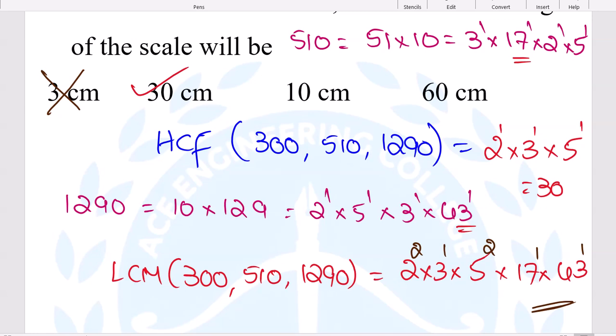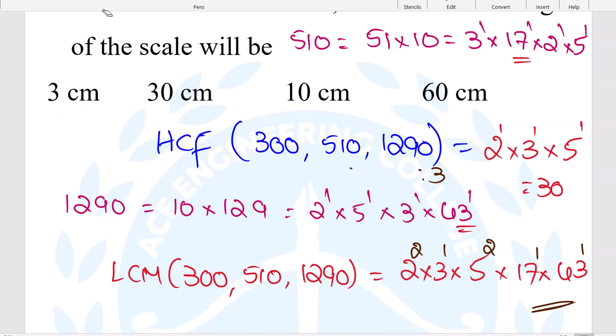HCF means the highest value which will divide all the numbers. One number dividing all of them. Is every number divisible by 10? Yes. Every number is divisible by 3: 300 is divisible by 3, 510 can be divided by 3. So all numbers are divisible by 3, and my answer should also be a multiple of 3. Then what about 60, sir?